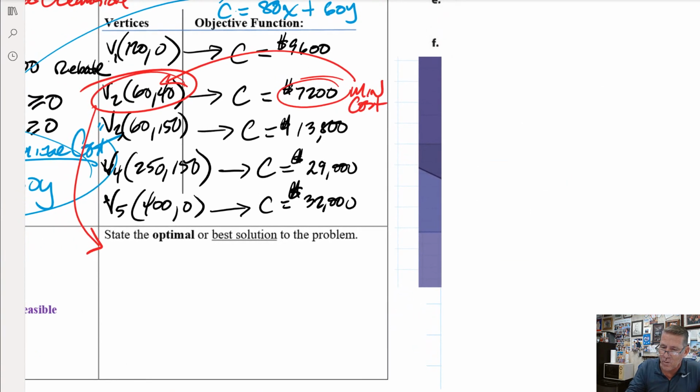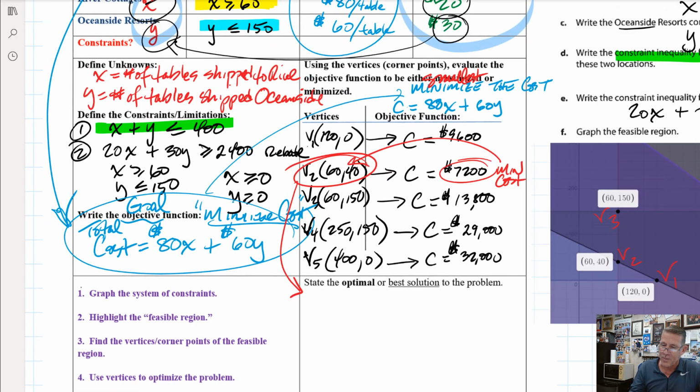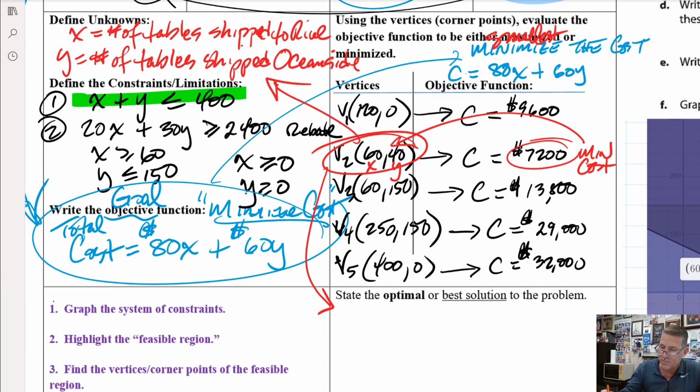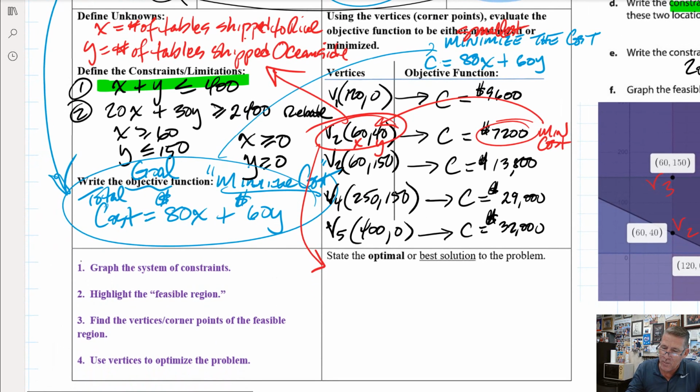So let's go back to the original problem and look at our definitions. Now, if you look up here at the upper left, x is the number of tables shipped to River Cottage, y is the number of tables shipped to Oceanside. And so x is 60, y is 40. So you always look at your variables. All right, when you state the optimal or best solution here, you have to understand what x and y mean. So x is 60, and that means we should ship 60 tables to River Cottage and 40 tables to Oceanside.